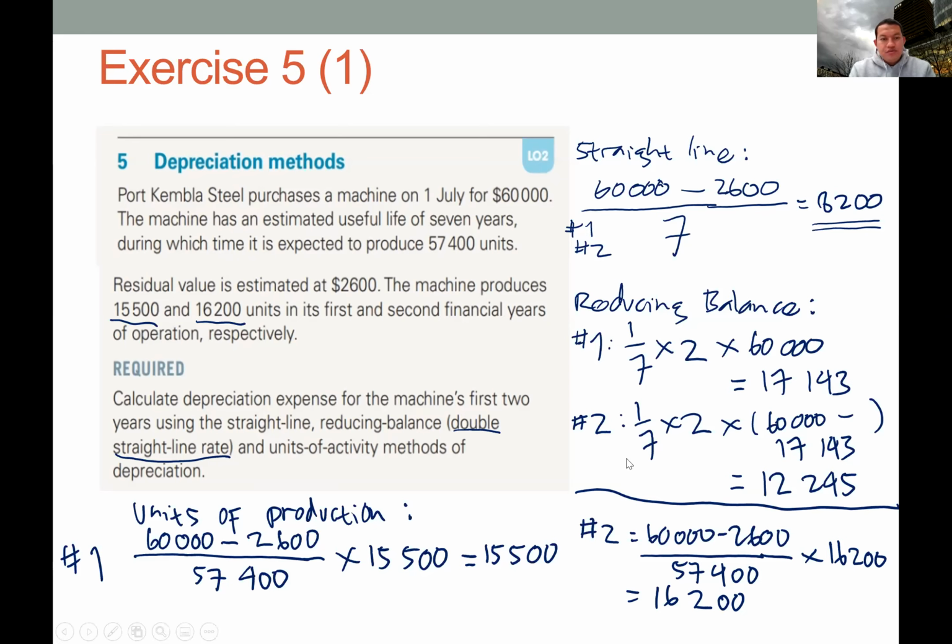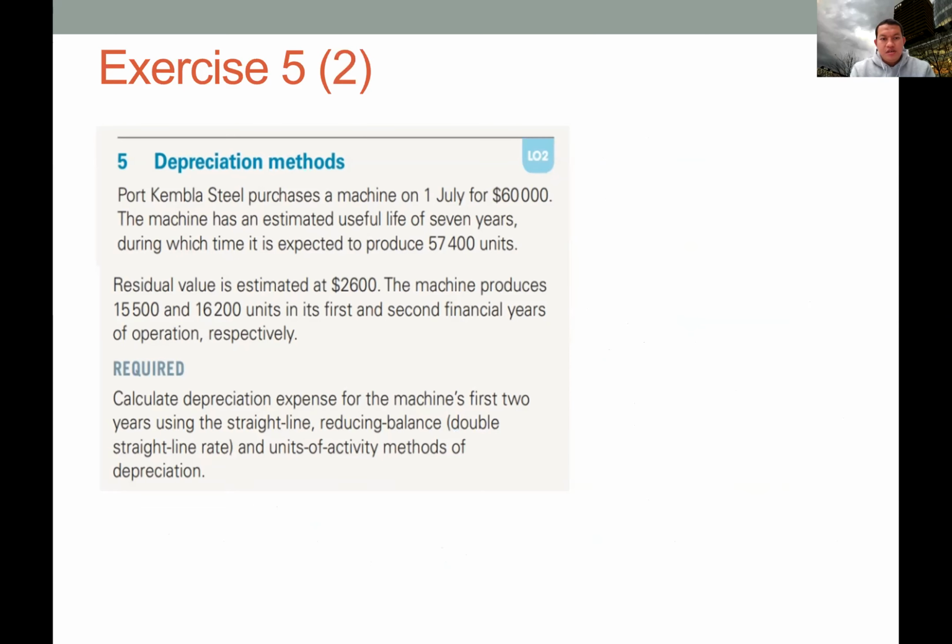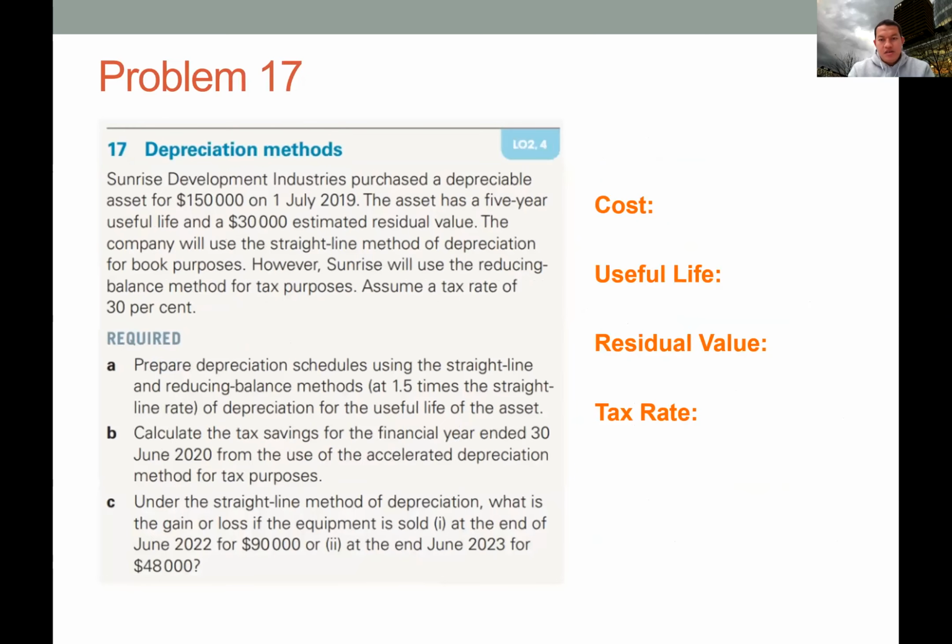Okay, now we move to the next one, which is problem 17. Okay, so we have Sunrise Development Industries. This company purchased a depreciable asset for 150,000. So let's identify some important numbers before we calculate the depreciation expense. So the total cost, our acquisition cost is 150,000.